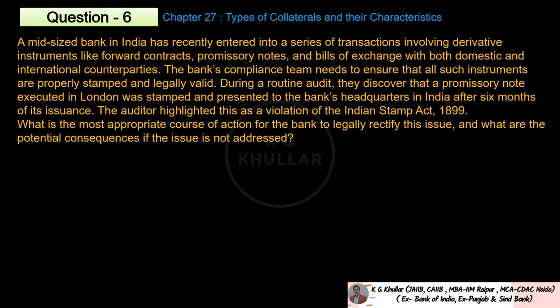During a routine audit, they discovered that a promissory note executed in London was stamped and presented to the bank's headquarters in India after 6 months of its issuance. The auditor highlighted this as a violation of the Indian Stamp Act 1899. What is the appropriate course of action for the bank to legally rectify this issue, and what are the potential consequences if the issue is not addressed? And these options are given to you.